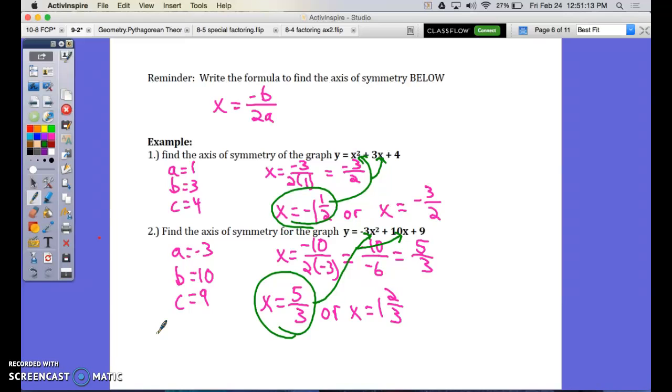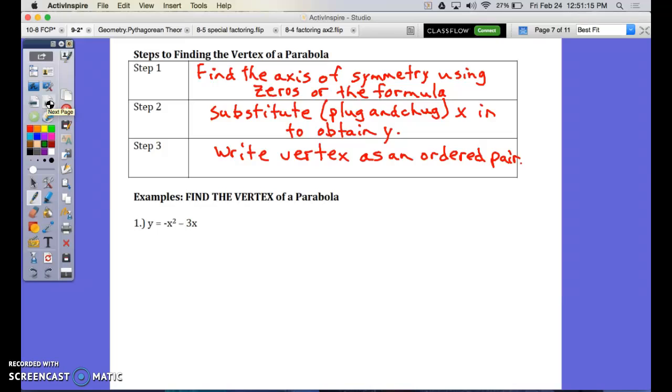All right? Now, a couple steps in finding what we call the vertex of the parabola. And I kind of just went over those on the last slide. First of all, find the axis of symmetry using the zeros or the formula. You can only really use the zeros right now if you are given a graph and you have the zeros right there in front of you. We'll teach you different ways to do that later on in Chapter 9. Then substitute, aka plug and chug, x in to obtain y, and then write the vertex as an ordered pair.